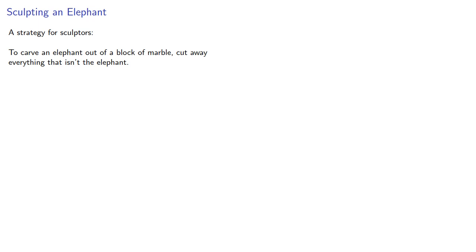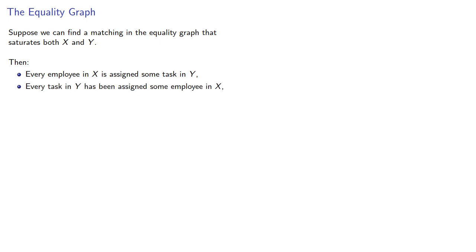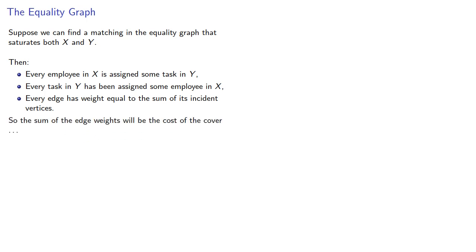So let's talk about sculpting. A strategy for sculptors: to carve an elephant out of a block of marble, cut away everything that isn't the elephant. So in some sense, our weighted cover is the block of marble, and we can cut away the pieces of the equality graph, and maybe we'll have our elephant. In particular, suppose we can find a matching in the equality graph that saturates both X and Y. Then every employee in X is assigned some task in Y, every task in Y has been assigned some employee in X, and every edge has weight equal to the sum of its incident vertices. And so the sum of the edge weights will be the cost of the cover, and it will be the greatest possible, solving the optimization problem.